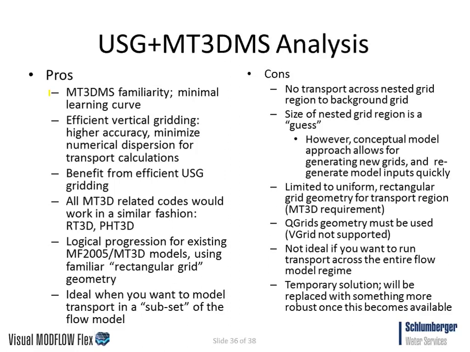This gives you a higher accuracy in the region where you want to run transport, which is key, and also minimizes numerical dispersion for the transport calculations. You can benefit from the efficient USG gridding, which is available with those quad-based grids that we showed you. Another thing is that any of the codes that are based on the MT3D framework would work in a similar fashion, specifically RT3D and PHG3D, which would both take the FLO file as an input for their calculations.